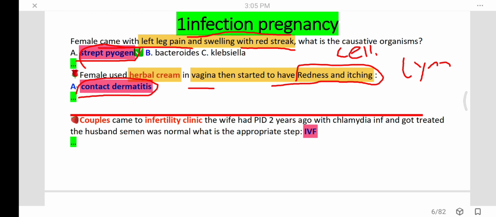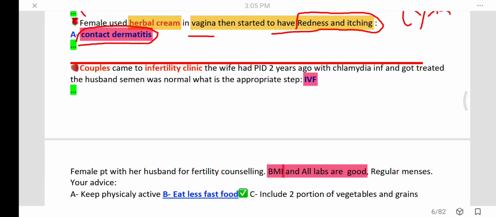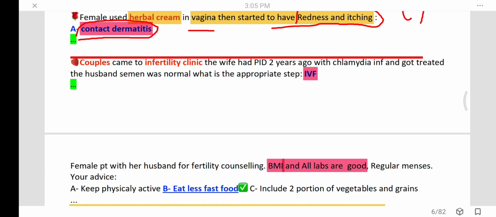Now we are going to discuss the infertility part of the questions. In this question, he asked: a couple came to a fertility clinic. The wife had PID 2 years ago with chlamydia and got treated. The husband's semen was normal. What is the appropriate step? The right answer is IVF.